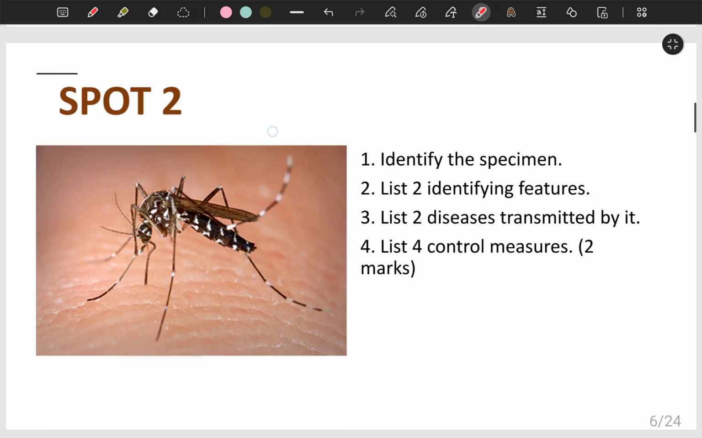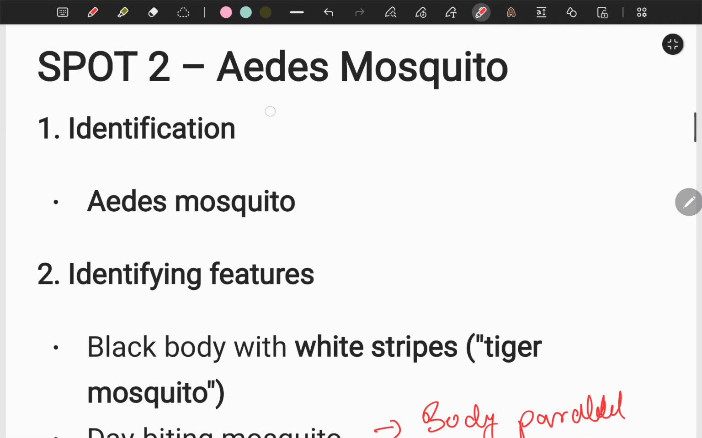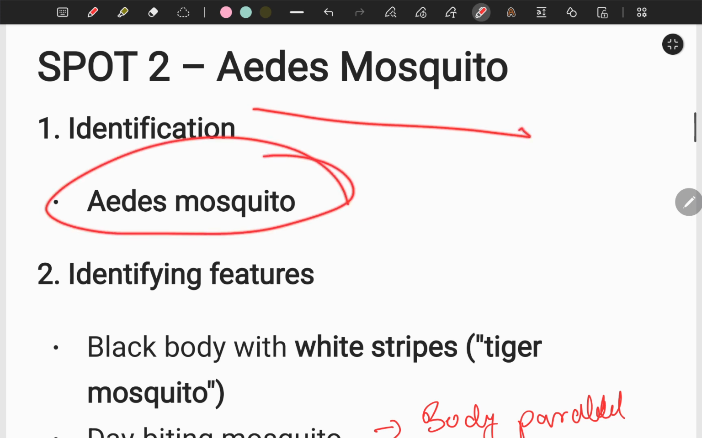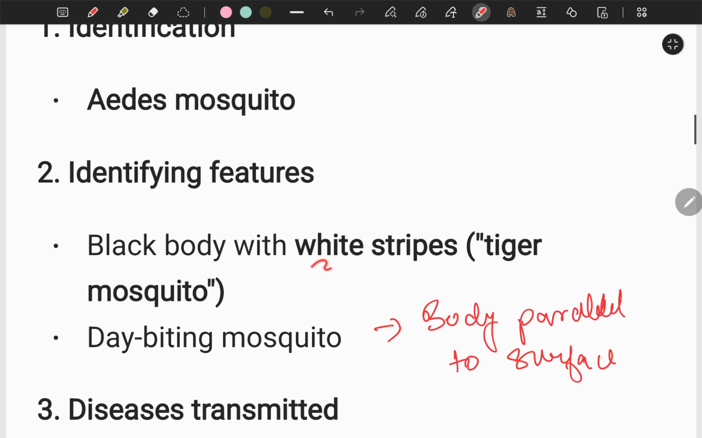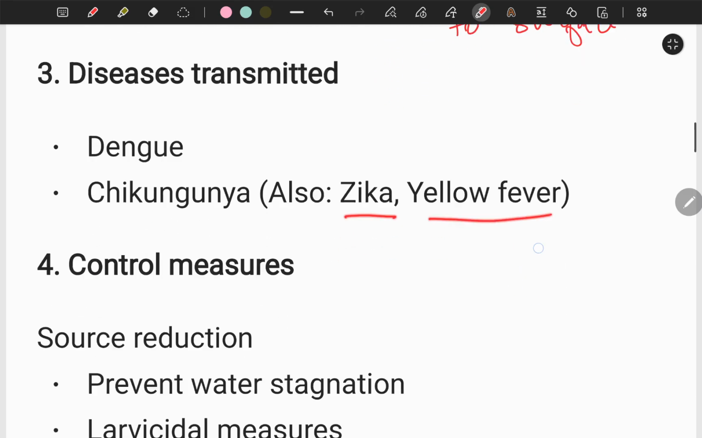This is the mosquito. So first you have to identify, mention 2 features, 2 diseases transmitted by it, and 4 control measures. So this is the Aedes mosquito. Identifying features: black body with white stripes, also known as tiger mosquito. Then its body is parallel to the surface. These are 2 identifying features. Diseases transmitted: dengue and chikungunya, also Zika, yellow fever.